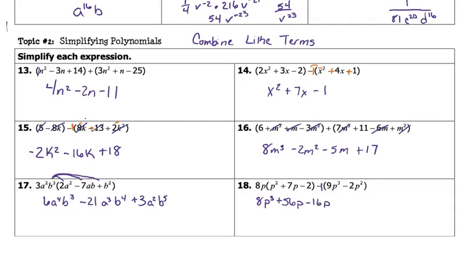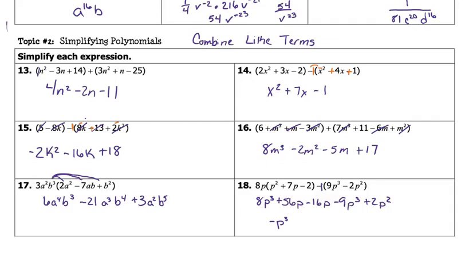Now I'm going to distribute the negative 1 in the second set, so negative 9p to the third and positive 2p squared. Well, now I can combine like terms. So we're going to start with the highest exponent, which is 3. So I have 8 and negative 9, so that would be negative p, or negative 1p to the third. I have a 2p squared and a 56p.